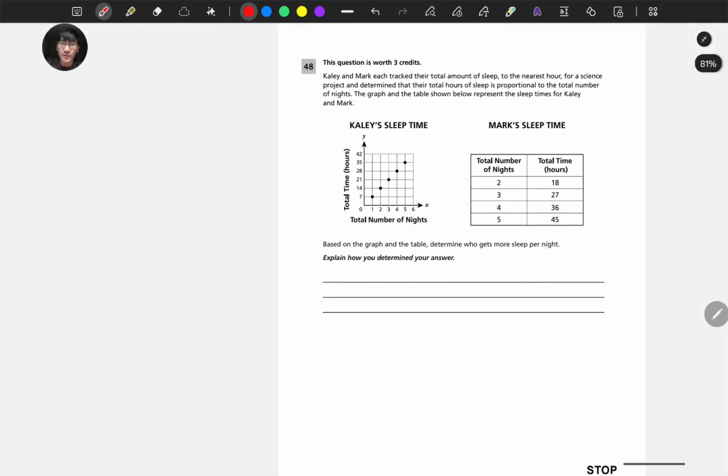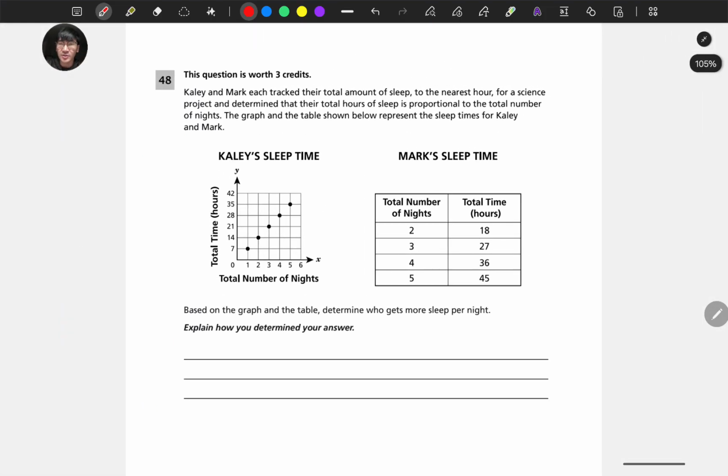Great. Last question. 48. This question is worth 3 credits. Okay, it's the most. So similar to the other parts, right? Seems like rate of change is very important. It is. It's also very important for calculus, okay? The foundations of it.